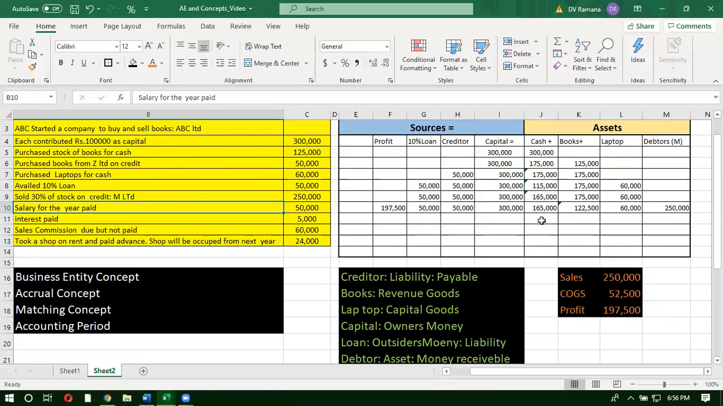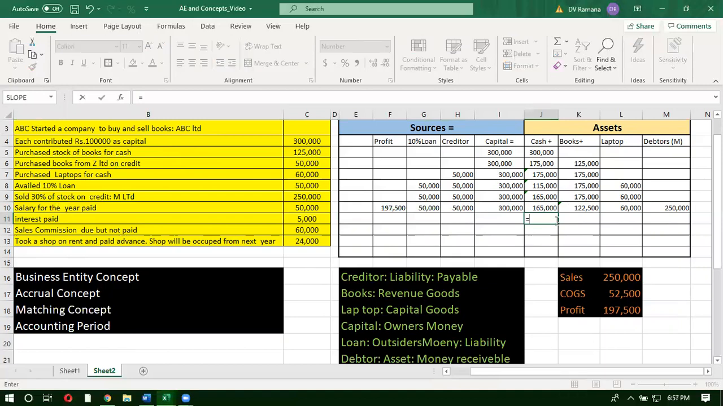So salary paid: I'm going to deduct cash because I paid money. No change in the books, no change in the laptop, no change in the debtors, no change in the cash, capital, no change in the creditors, no change in loan, because this particular transaction does not affect them. However, my profit will reduce by another 50,000.